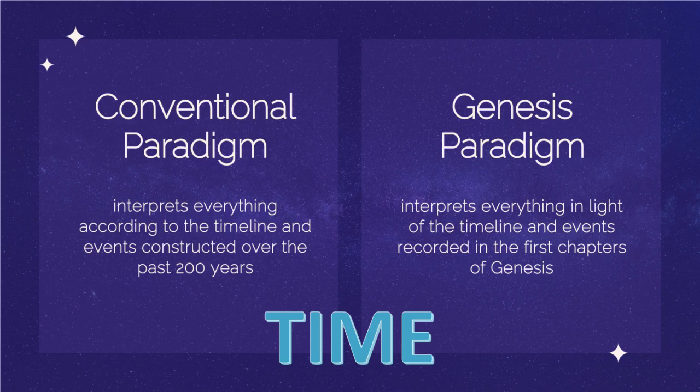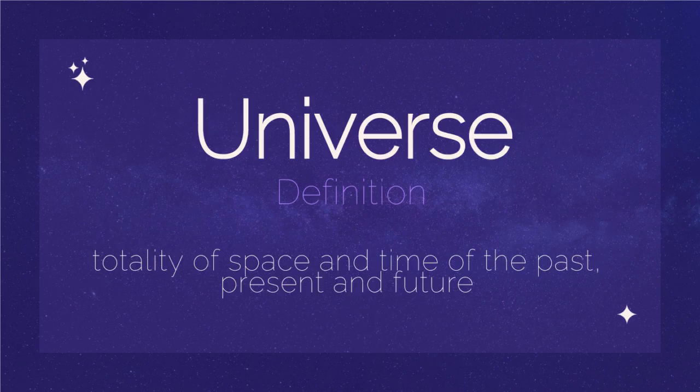Furthermore, let's focus on the conventional paradigm and think about our universe first as it is now. How do we define the universe? Primarily, the universe is the totality of space and time of the past, present and future, with many galaxies that are spinning within its vastness. These are enormous collections of heavenly bodies held together by gravitational attraction that are light years away from each other.